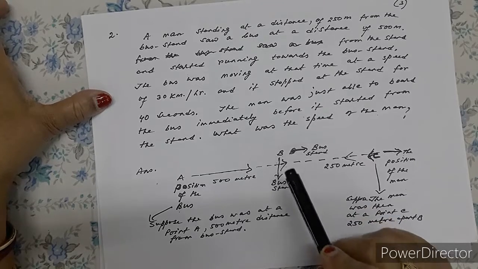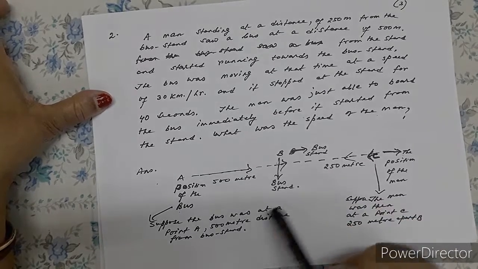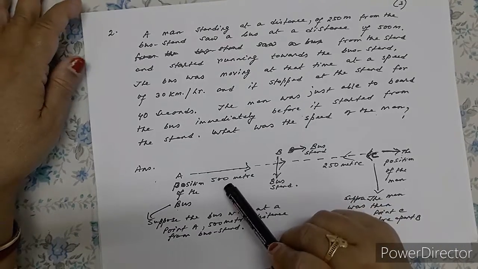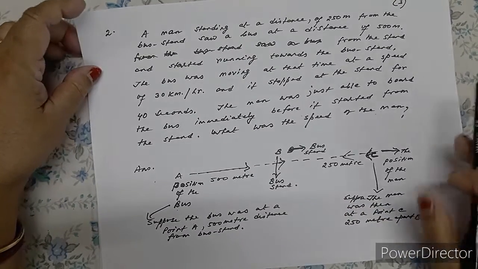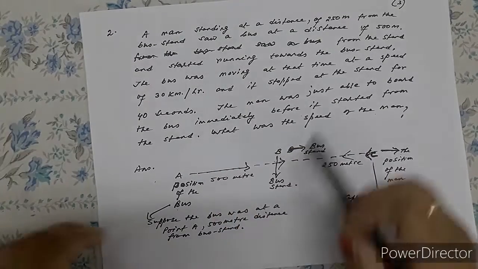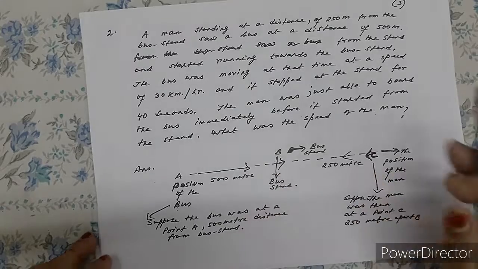Okay, got it? Now suppose the bus was at point A, 500 meter distance from the bus stand. The bus was moving at that time at a speed of 30 km per hour and it stopped at the stand for 40 seconds.